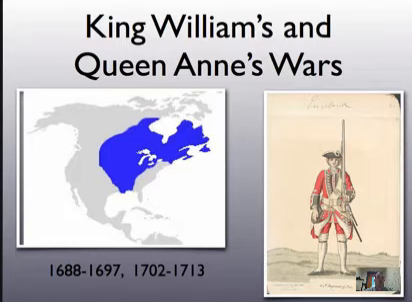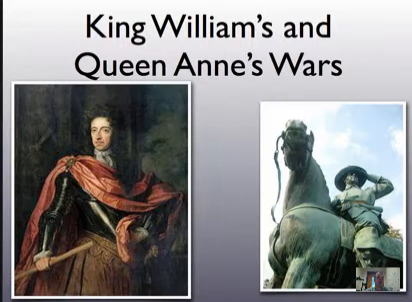So we have King William's War and Queen Anne's War. King William's War, 1688 to 1697, and Queen Anne's War, 1702 to 1713. In King William's War, this is a war between England and France, and during that war, there were Canadian raids on New York and Massachusetts. So the French came down from Canada and attacked the English settlers in New York and Massachusetts.